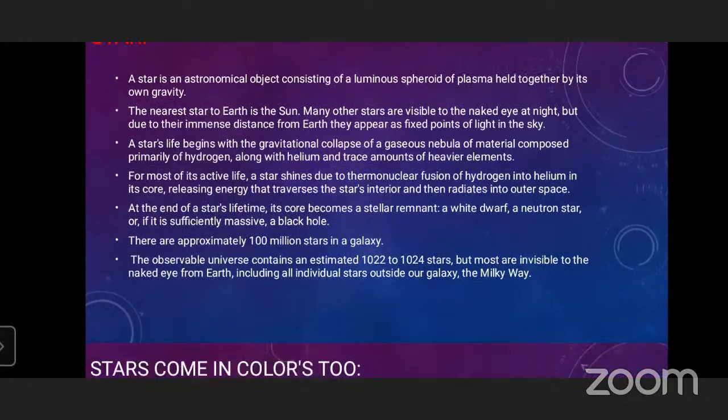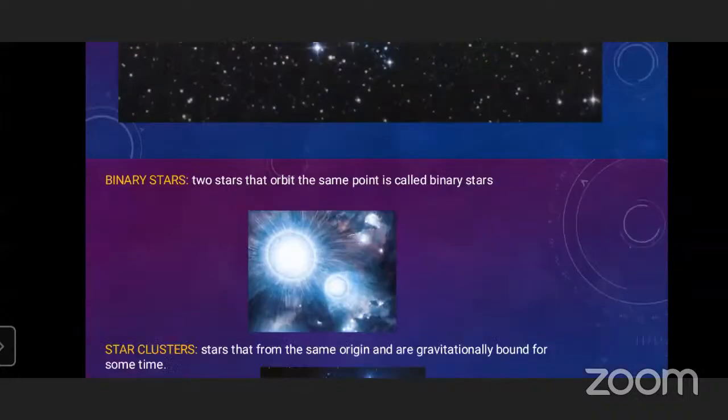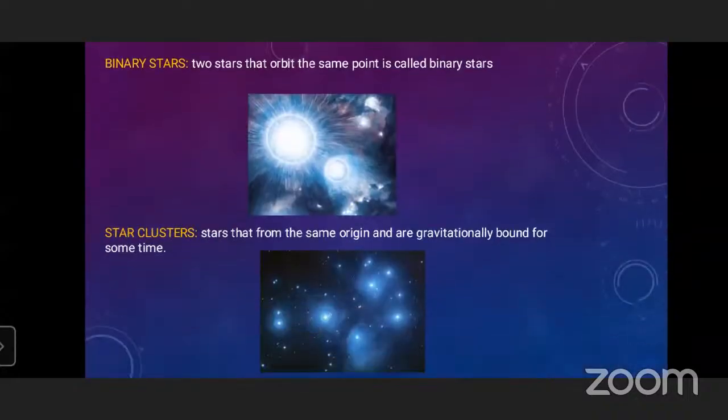Stars come in colors too. The blue stars in the sky indicate that they are very hot. The yellow stars indicate they are at a high temperature but less. Binary stars: two stars that orbit the same point in space are called binary stars. Star clusters: stars that originate from the same place and are gravitationally bound for some time.